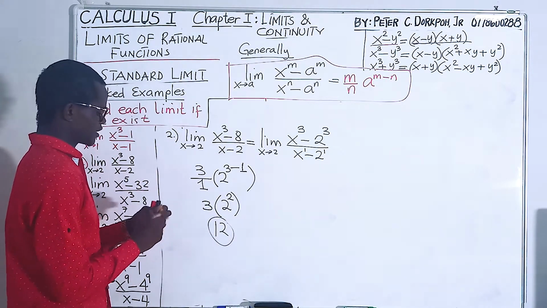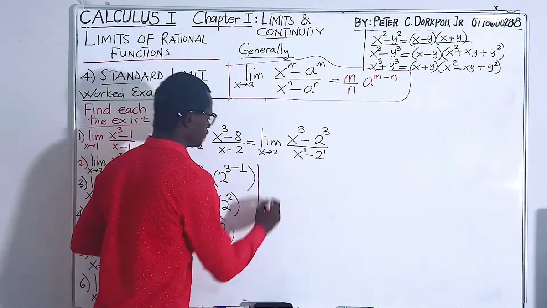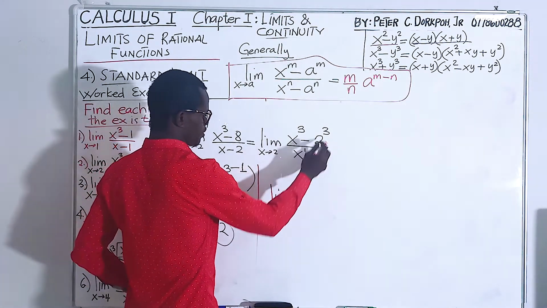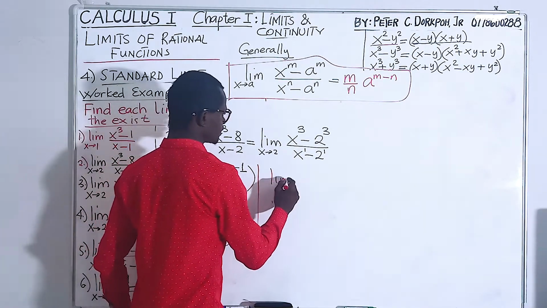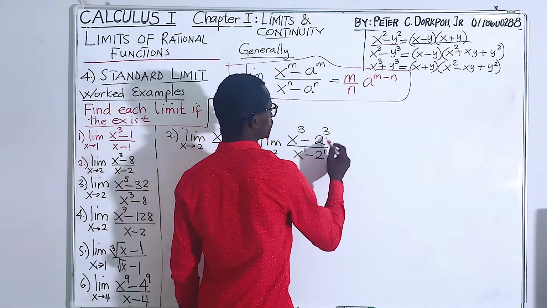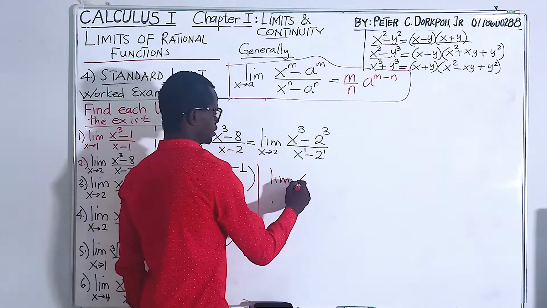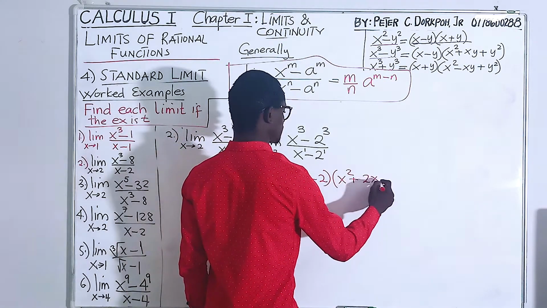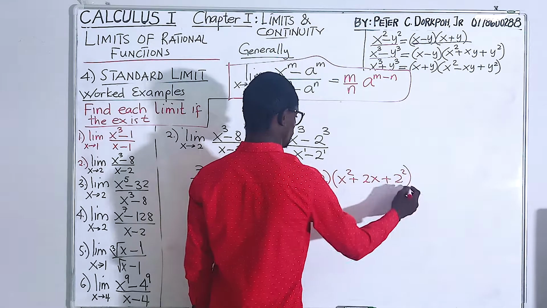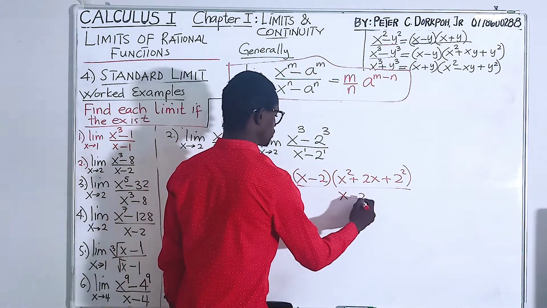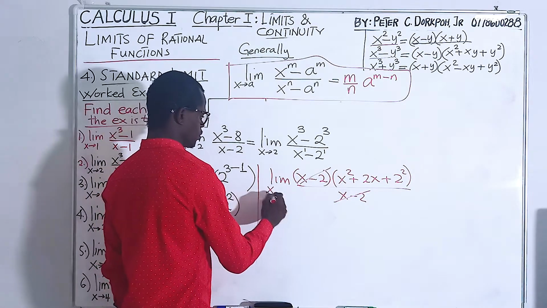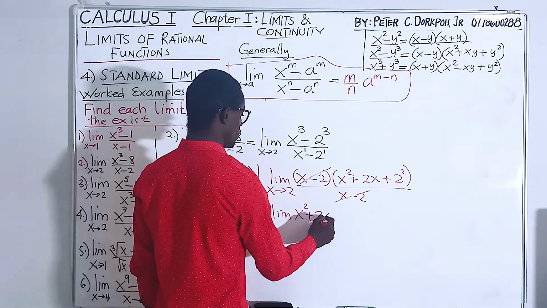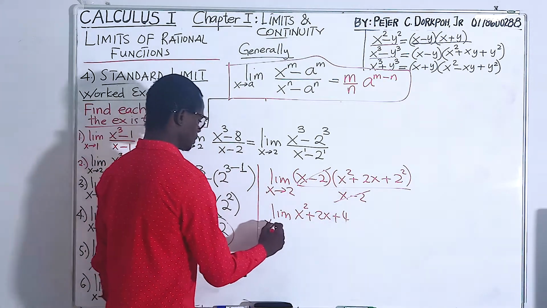If we are to apply the factorization method on this problem, it will still give you the same thing. We are not going to apply the factorization on all of them. So from this area, you will have the limit. You bring in x cubed minus 2 cubed, and that expansion: x minus 2 times x squared plus 2x plus 2 squared, all over x minus 2. So x minus 2 and x minus 2 will go out. So you are left with the limit of x squared plus 2x plus 4 as x approaches 2.